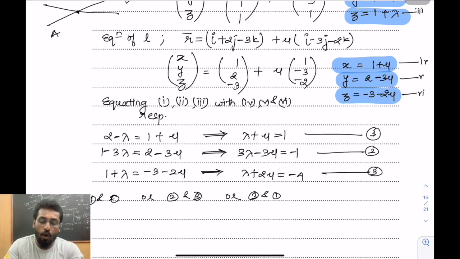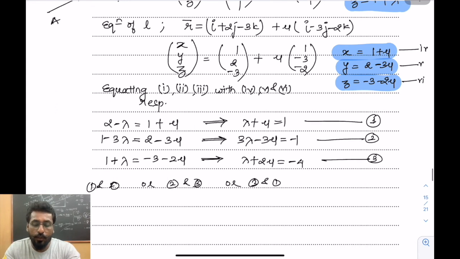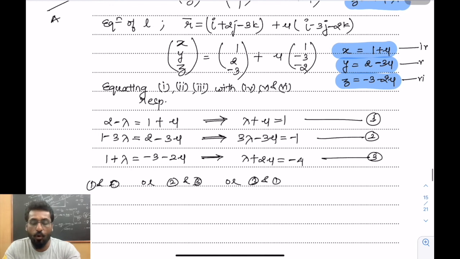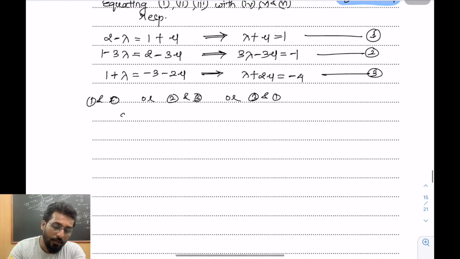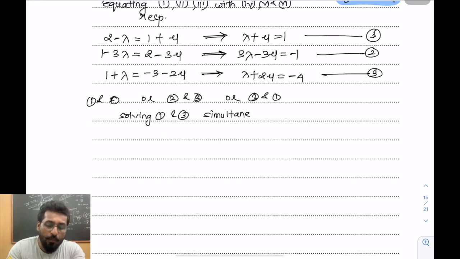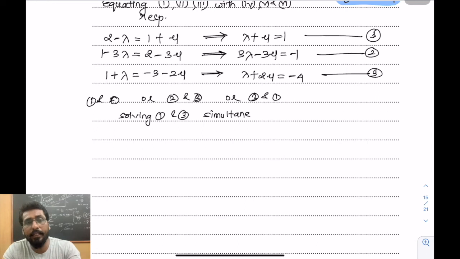So I'm going to solve maybe the first and the third pair. That's easier, I can see. Of course, you can take any pair that you want. I'm taking first and third, so solving 1 and 3 simultaneously. Again, I am telling you, it will not matter if you take any other pair. You can take 1, 2, or 2, 3, or 3, 1.